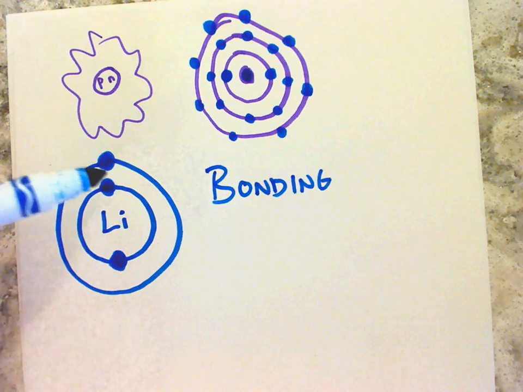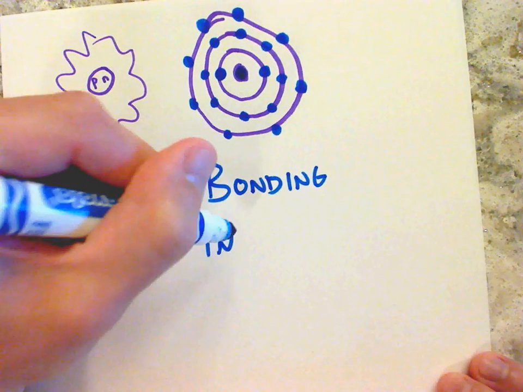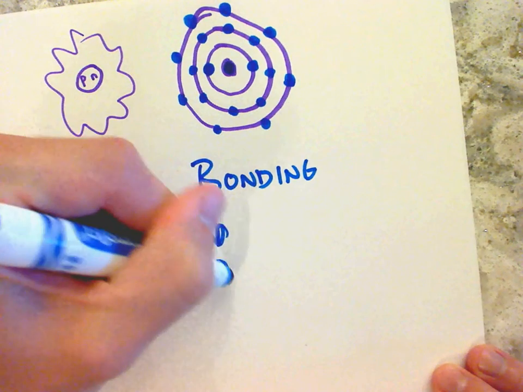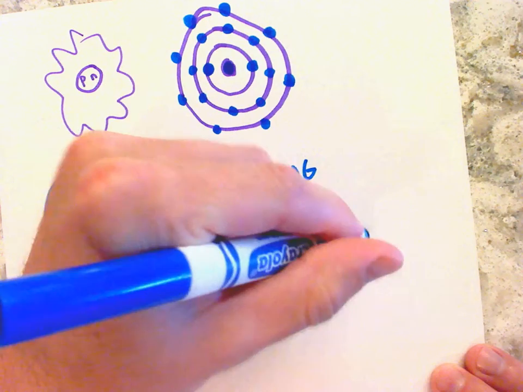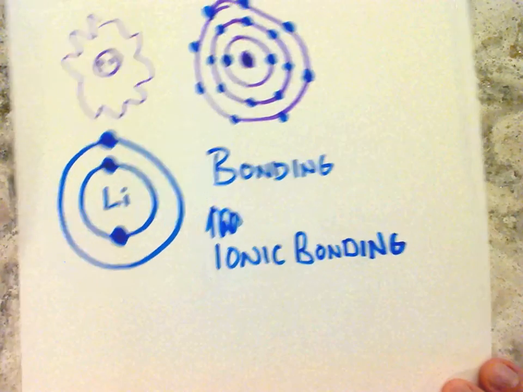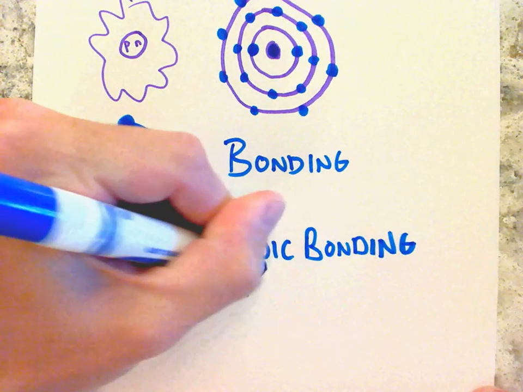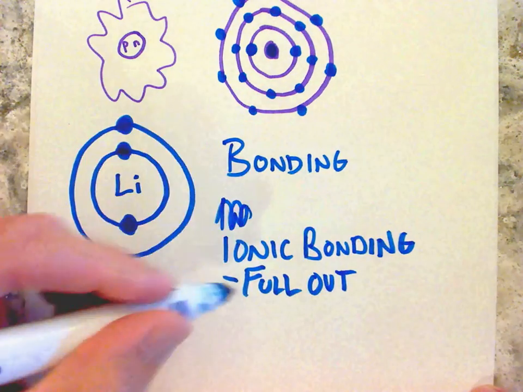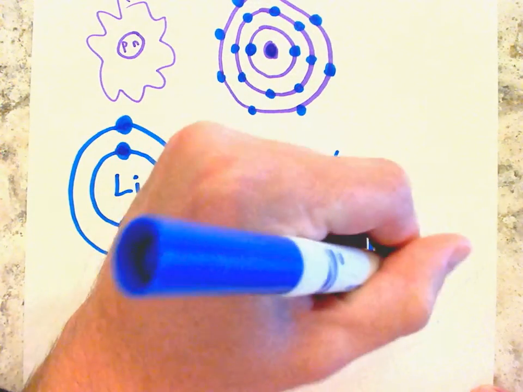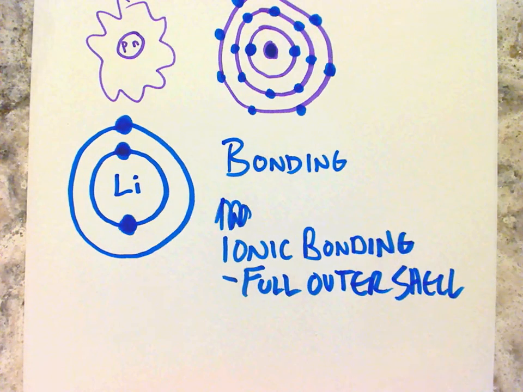So the name of the game here when it comes to ionic bonding, so I'm going to put that, if I can spell it right, ionic bonding, is that it's looking to transfer electrons to get a full outer shell. So it wants to have a full outer shell. This is all in the PowerPoint. You guys should have read through that already. Outer shell. So ionic bonding, full outer shell is what we're looking for here.